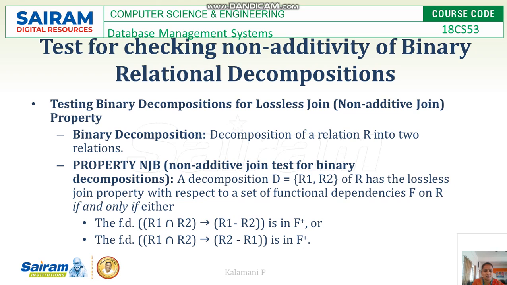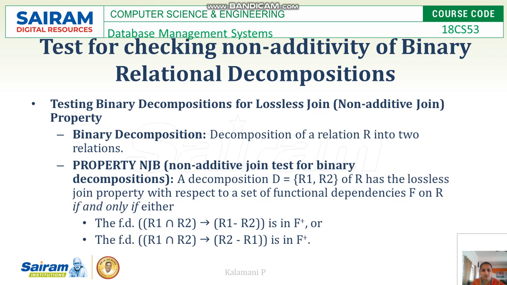When we study BCNF, we have to see the test for checking non-additivity of binary relational decompositions, that is, testing binary decomposition for lossless join. Lossless join is important. Once we decompose the relations, we join them again using the natural join operation, and it should be a lossless join. Binary decomposition means decomposing a relation R into two relations.